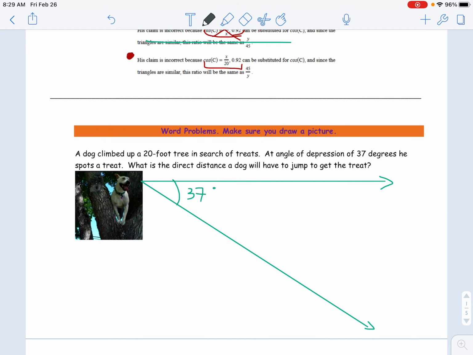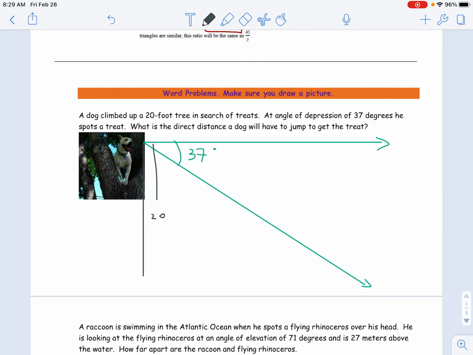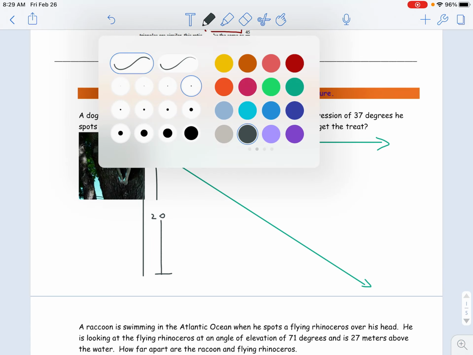And it's a 20-foot tree. So this dog is 20 feet off the ground. The tree got cut off in the picture, though. All right, so that's 20 feet. And what it's asking is, what is the distance the dog will have to jump to get the treat?